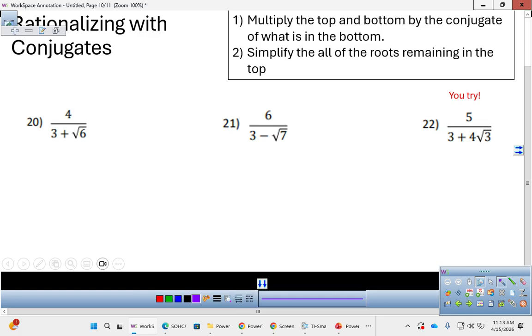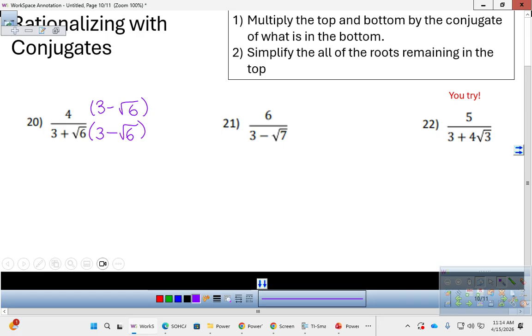So remember we talked about conjugates. In a conjugate, the first number is the same, the symbol is opposite, and the second number is the same. So the conjugate of 3 plus root 6 is 3 minus root 6. If I want to get rid of the root truly here, I have to multiply by its conjugate, right? So I am multiplying by 3 minus root 6. If I do that to the bottom, I have to do that to the top as well. So I'm multiplying the top and bottom by 3 minus root 6.